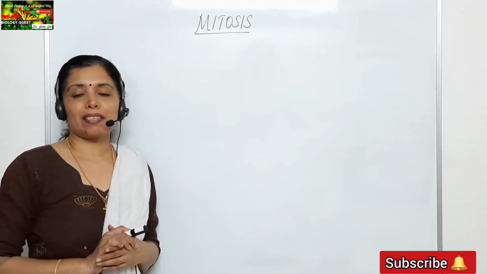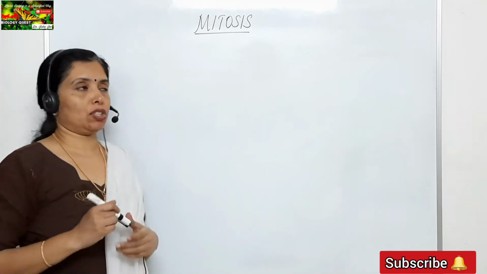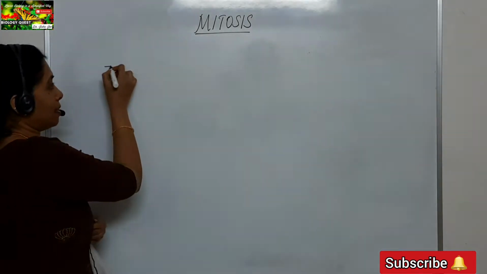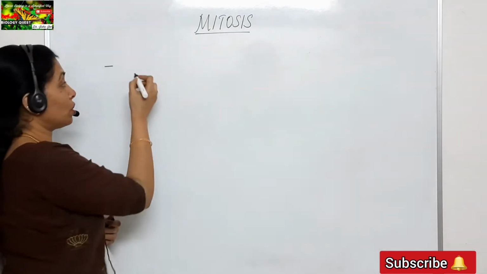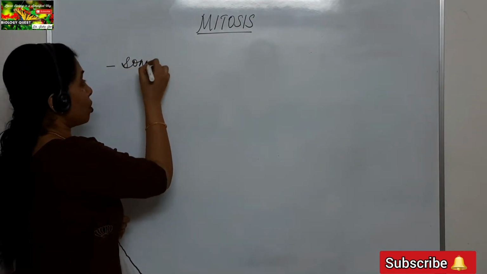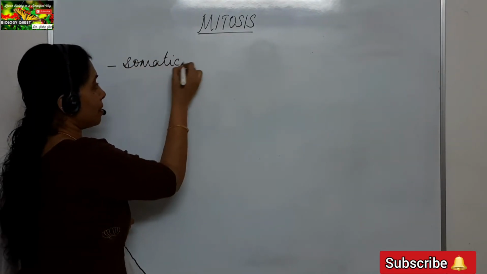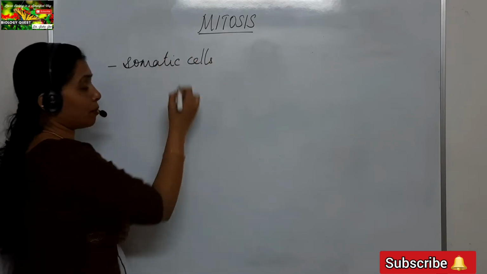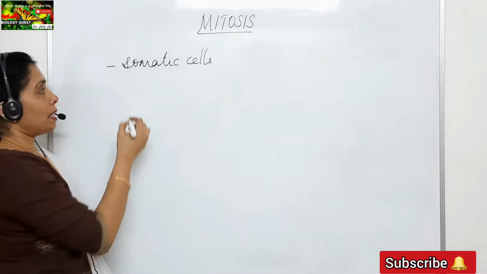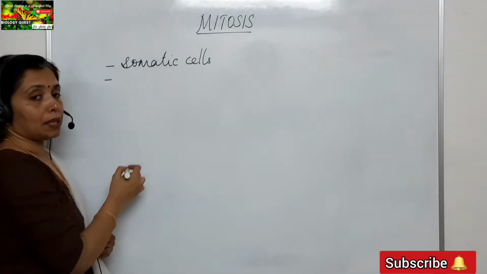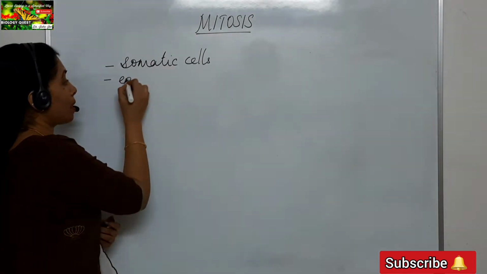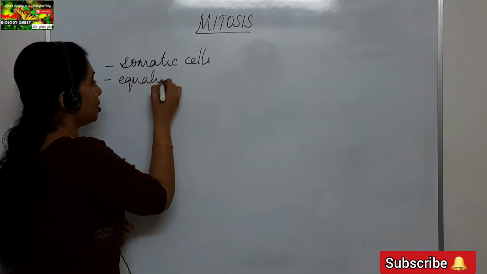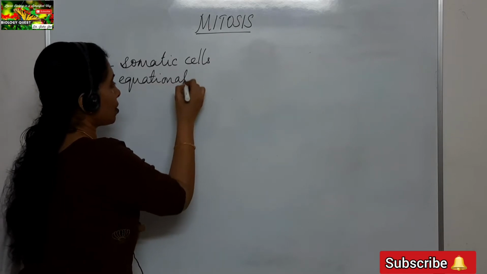And mitosis is called as equational division. So first point to remember is that it is a type of cell division taking place in somatic cells. Somatic cells refer to body cells. The second point to be remembered is that mitosis is otherwise called equational division.